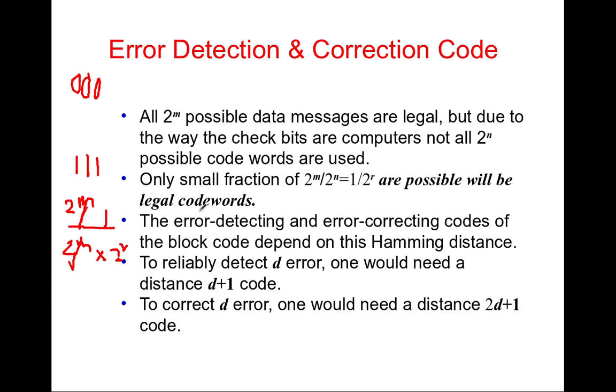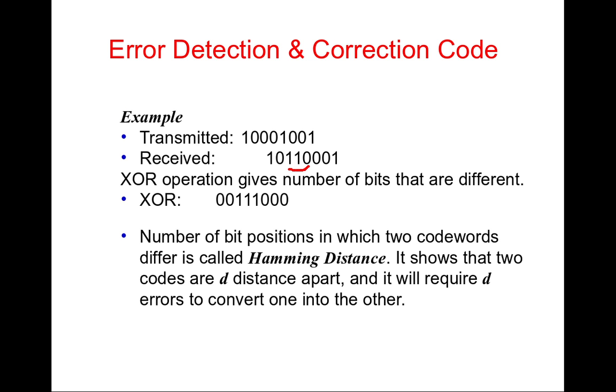Now this is very important. To reliably detect d errors, one would need a distance d plus 1 code. Let me once again explain this with this example. Now there were 3 bits in error. To detect these 3 errors, we will require a code which will be distance 4, that is 3 plus 1.